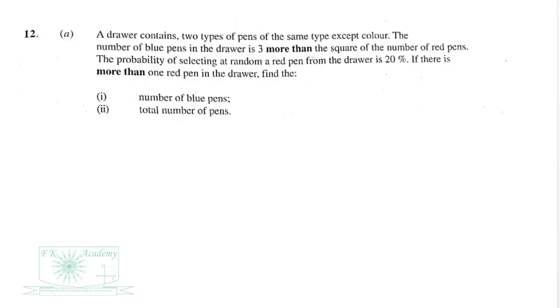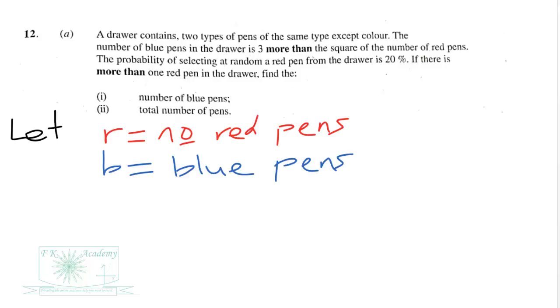A drawer contains 2 types of pens of the same type except color. The number of blue pens in the drawer is 3 more than the square of the number of red pens. The probability of selecting at random a red pen from the drawer is 20%. If there is more than one red pen in the drawer, find the number of blue pens, the total number of pens.